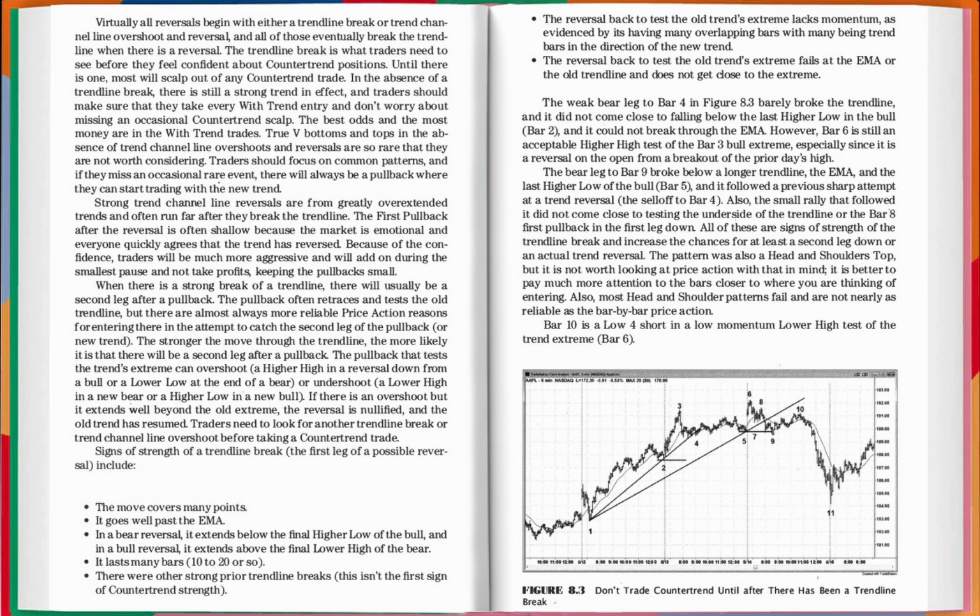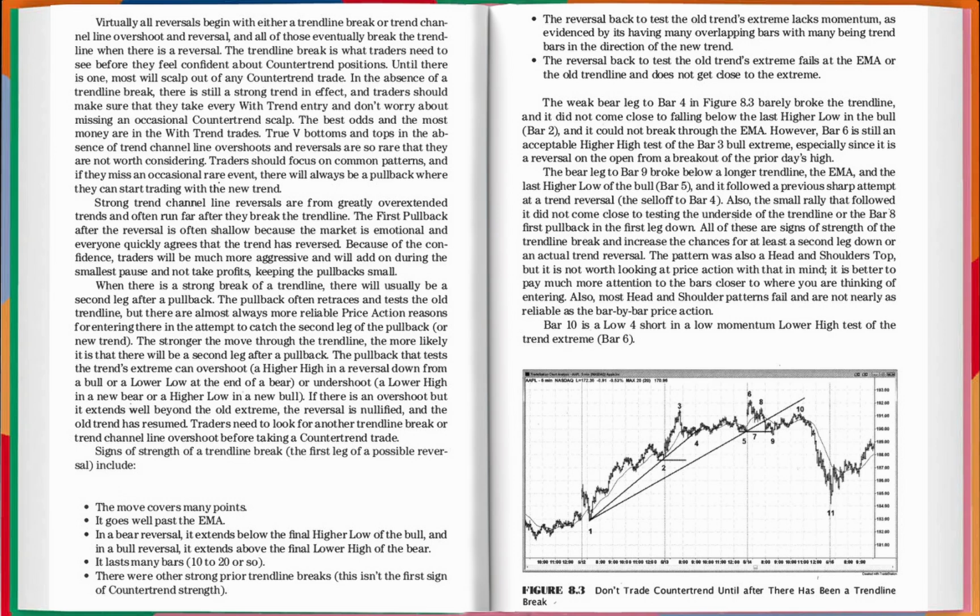The reversal back to test the old trend's extreme lacks momentum, as evidenced by its having many overlapping bars, with many being trend bars in the direction of the new trend. The reversal back to test the old trend's extreme fails at the EMA or the old trend line and does not get close to the extreme.